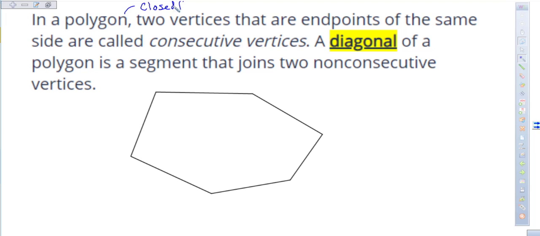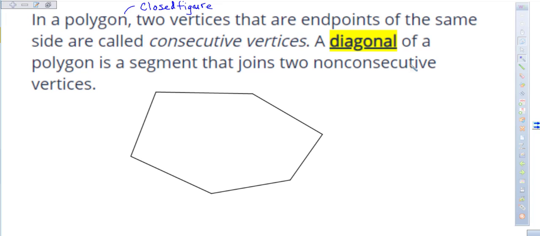Closed figure with no curves, no curved edges, and no intersecting lines that cross over each other. So in a polygon, if two vertices or two corners are the endpoints of the same side, then they're called consecutive vertices.